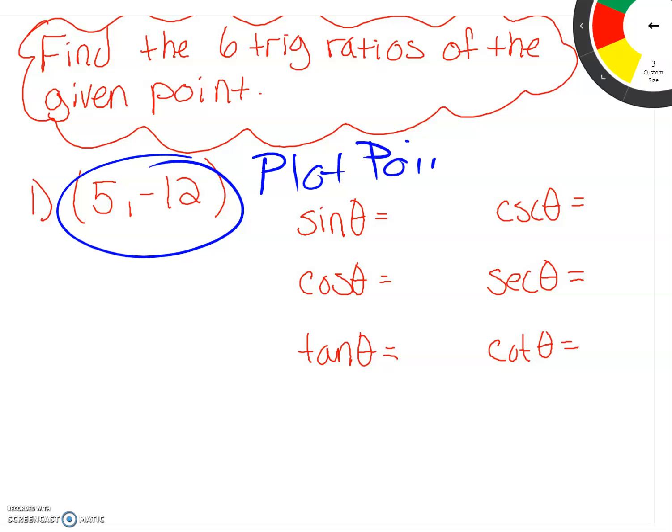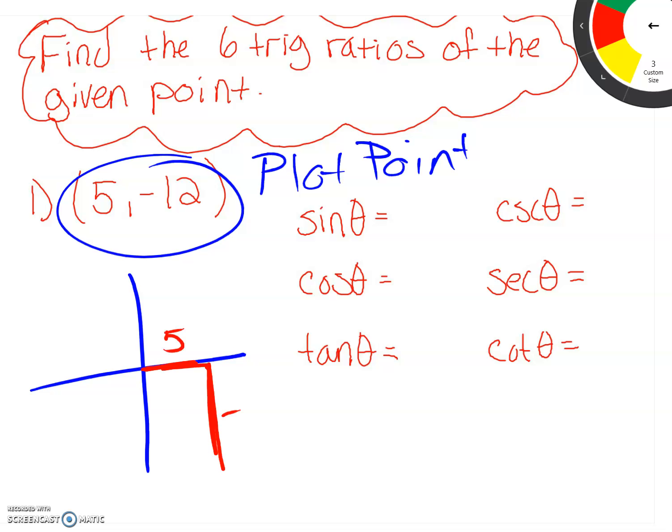So if we thought about actually plotting the point, so that's hint number 1. Plot your point. If you actually thought about it, we would go right 5, we would go down 12. So this would be your 5, this would be your -12, and that would be your point. Well, if you actually trace your path, you automatically make a right angle. Well, if you connect this straight to the origin, you have a perfect right triangle, and we always use the angle by the origin.